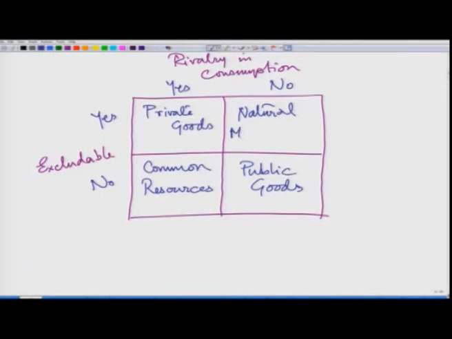The fourth one is where they have to pay, but there is no rivalry in consumption. Let us take an example. This is known as natural monopoly. Natural monopolies are very different from monopoly. Now, by its basic definition, what are natural monopolies? Say, for example, the hospital has a fire protection scheme.